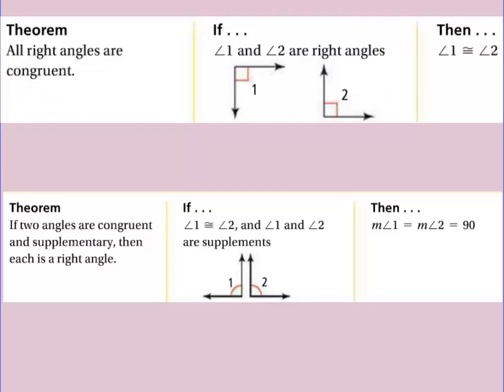Two other theorems, just to look over and process in your head and think why this makes sense. Maybe go ahead and prove it on your own, in your notes, just to prove that you can do this. This is good practice. So all right angles are congruent. So if angle 1 and angle 2 are right angles, then we could say those angles are congruent. Another theorem, if two angles are congruent and supplementary, then each is a right angle, because that's the only way to make that work, because they both have to be the same measurement, 90, and they both have to add to 180. So practice that on your own.